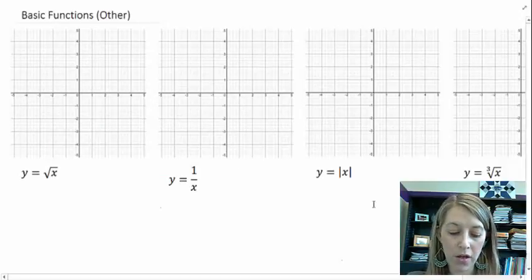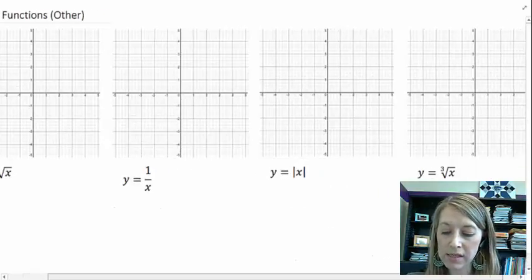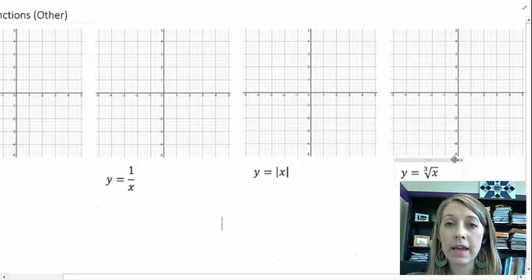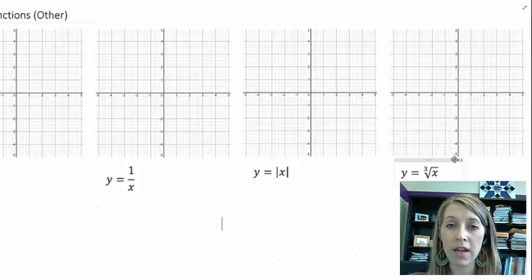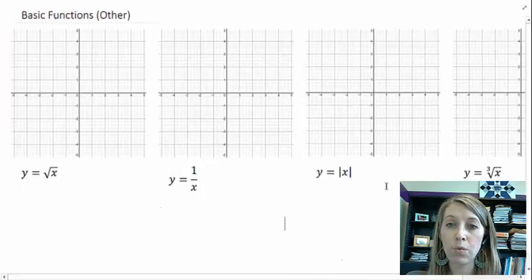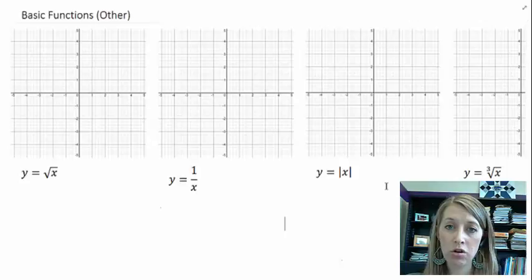I've identified the 4 others: square root of x, 1 over x, absolute value of x, and the cube root of x. Again, I would like you to come up with the shape of these graphs on your own without using a graphing calculator. You're more than welcome to check with the graphing calculator. If you don't know where to start, I would start by plugging in points, just like we did with x cubed. So pause the video and try to do that on your own.